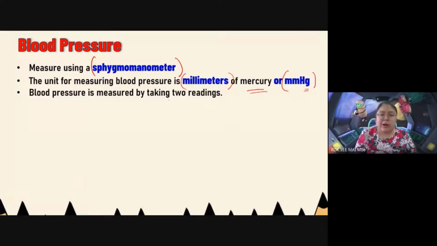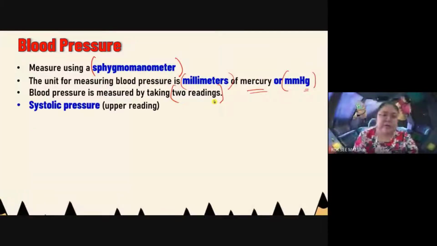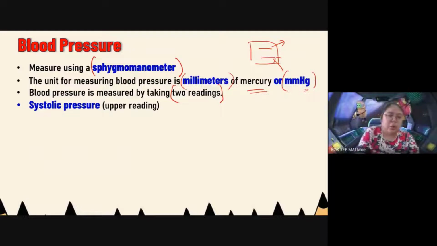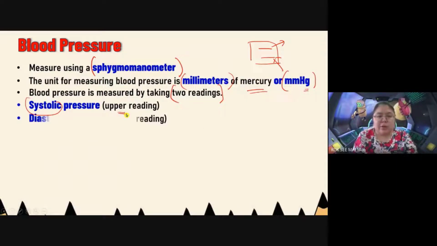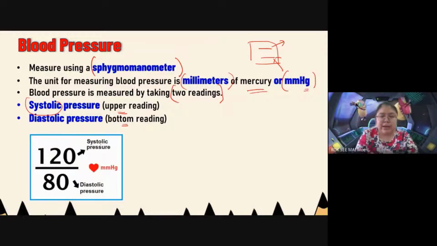Blood pressure is taken by 2 readings. When you are using the sphygmomanometer, it will show you 2 readings. The first reading is the top, on the screen. The top has one reading, and the bottom has another reading. The top one we call systolic pressure, the upper reading. The lower one we call diastolic pressure, the bottom reading. So from here, I show a diagram like this.